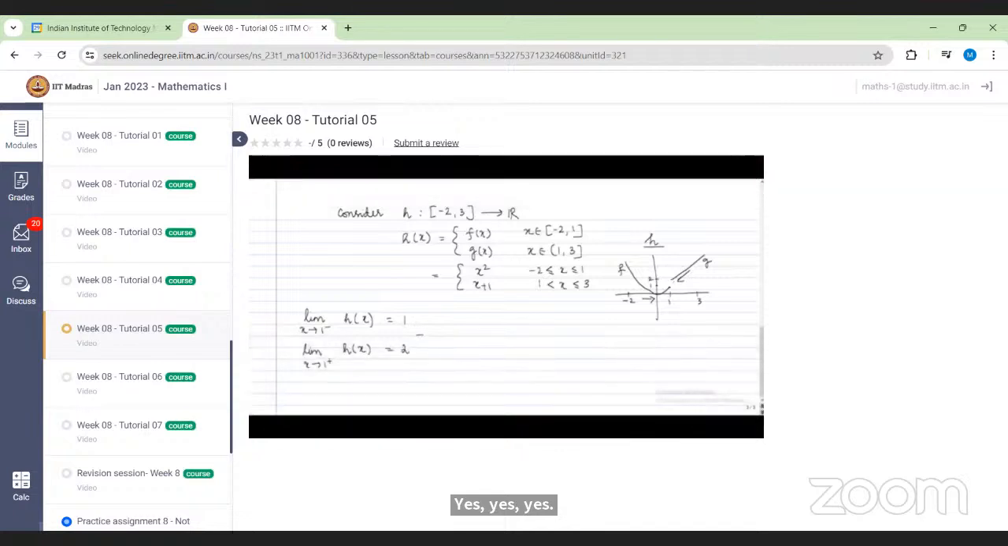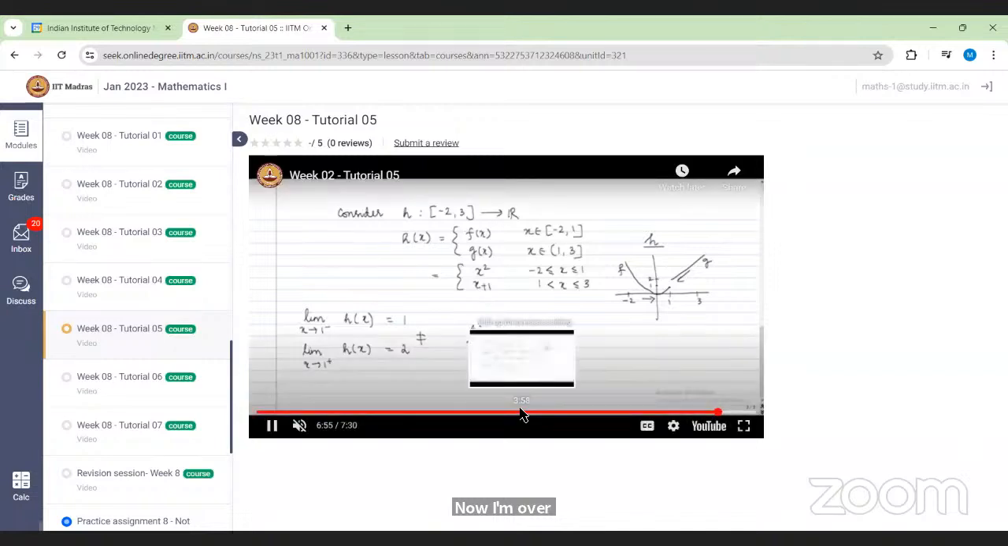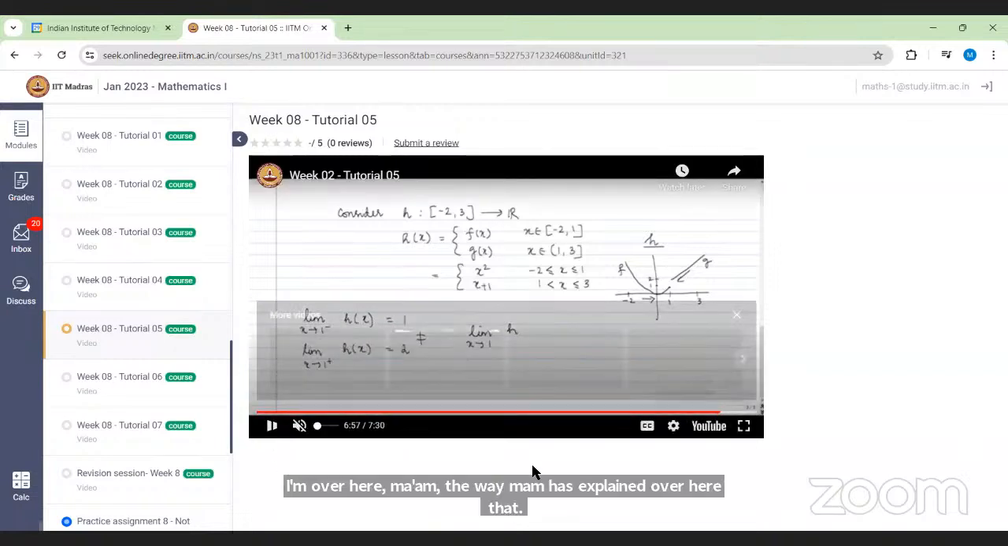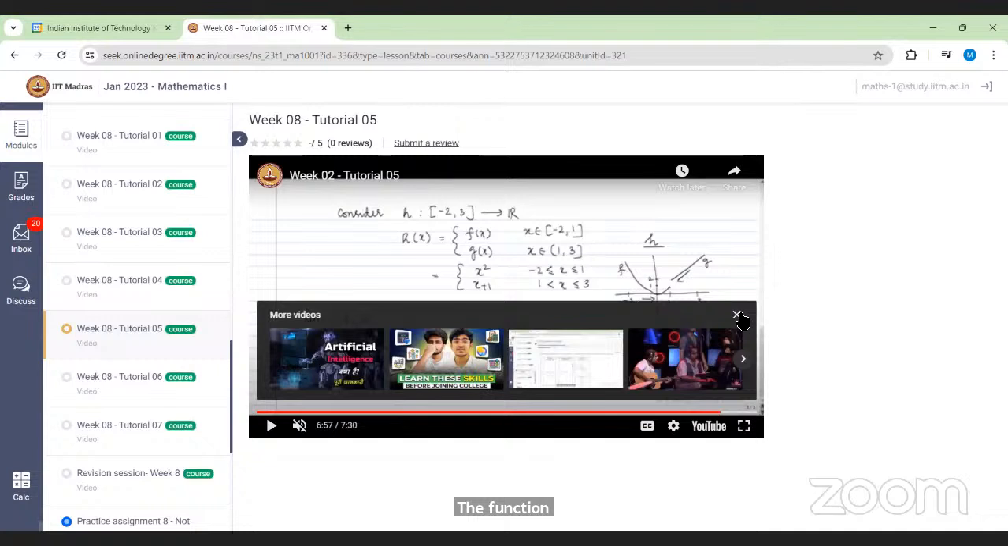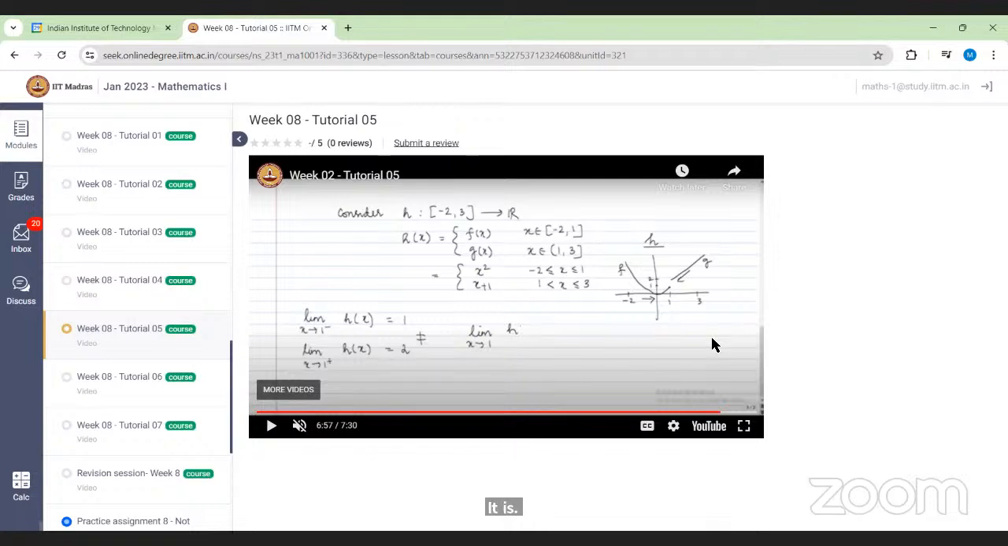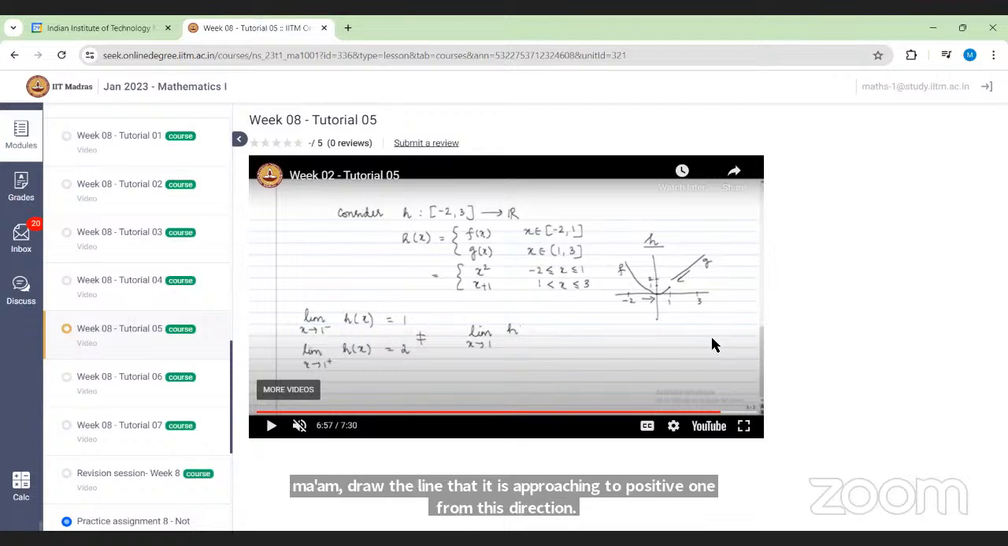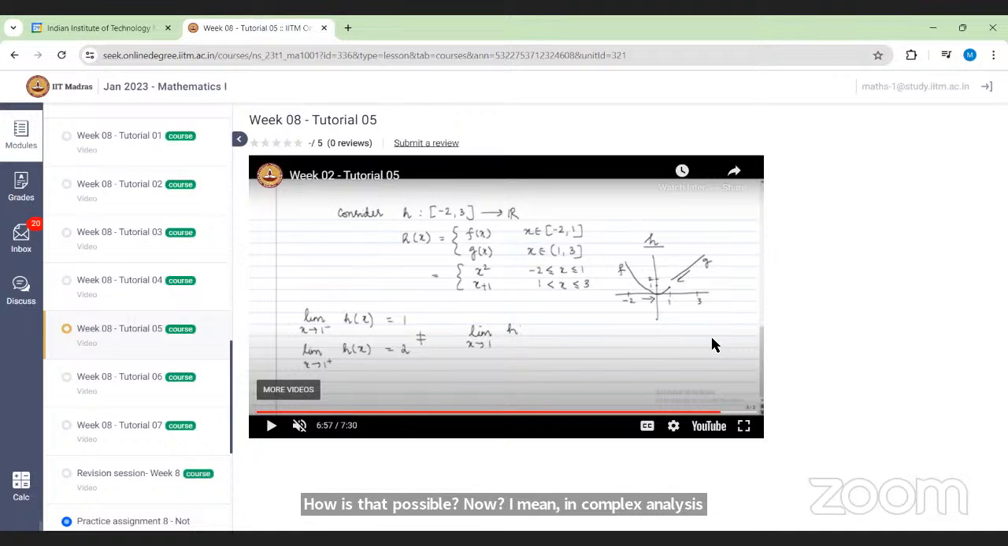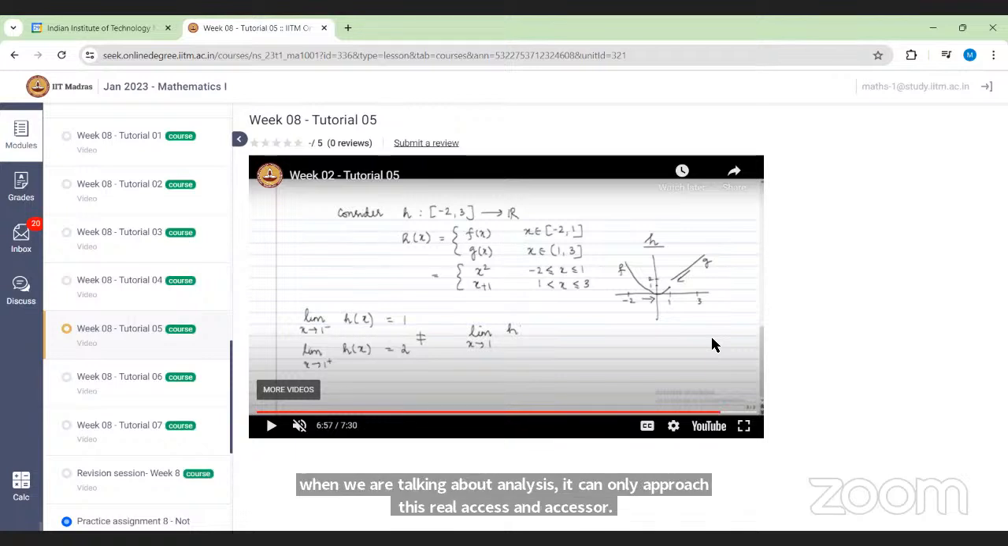Ma'am, over here, the way ma'am has explained the function g of x, this limit, that it is approaching towards +1, and ma'am drew the line that it is approaching +1 from this direction. How is that possible, ma'am? In complex analysis this is possible, but when we are talking about real analysis, it can only approach along the real axis, the x-axis. So the direction ma'am has used to approach +1 is wrong.